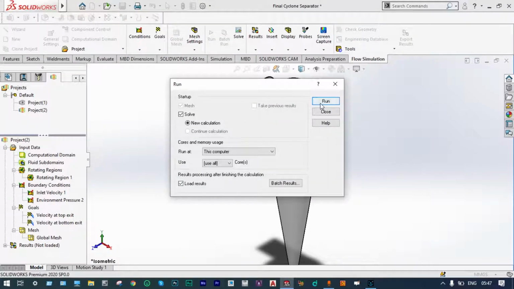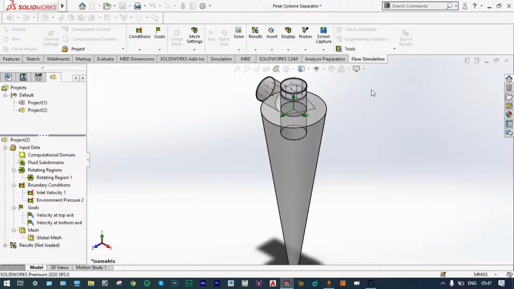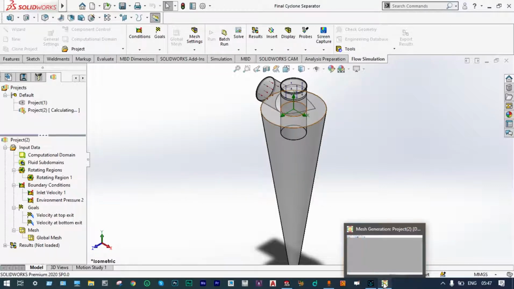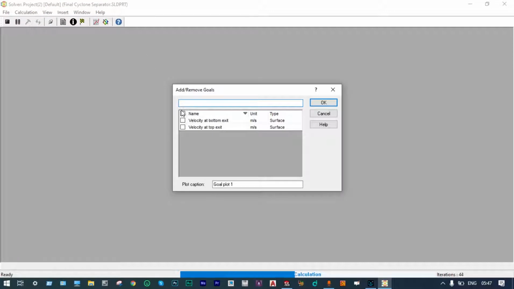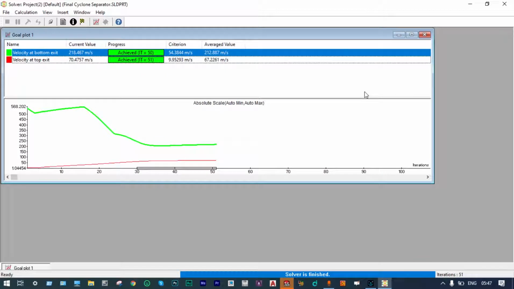Solve with new calculations. Solver window has already started running. Mesh capturing is going on. Let us see the results from the solver window itself. We have defined 2 different goals. Let us see the values of these things. You can see that velocity at top exit is very high because at the top we have provided one fan to have better performance.